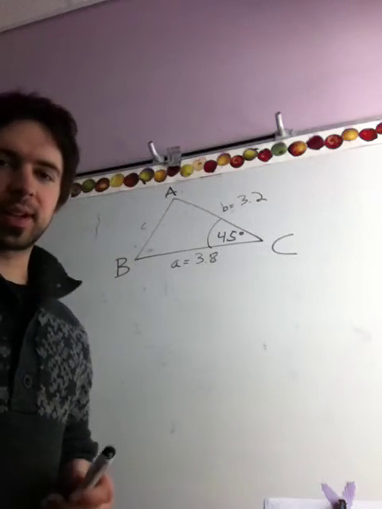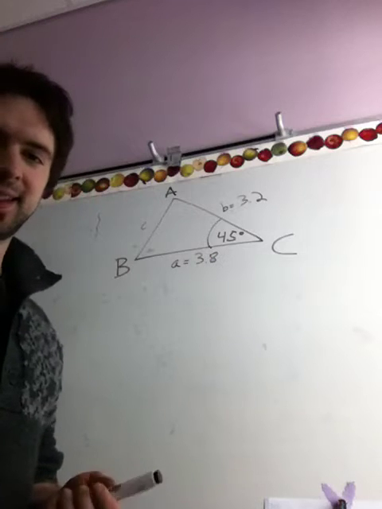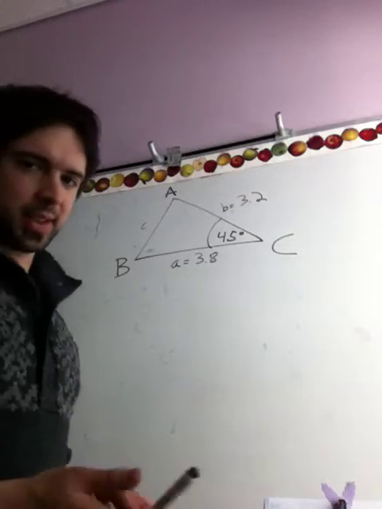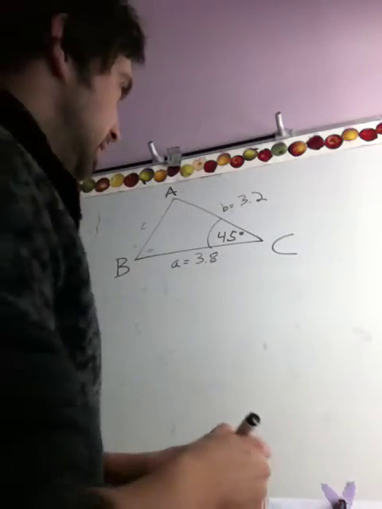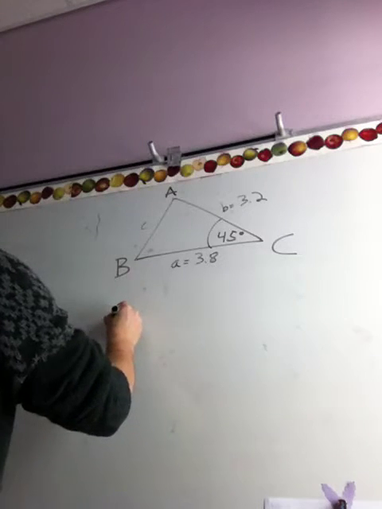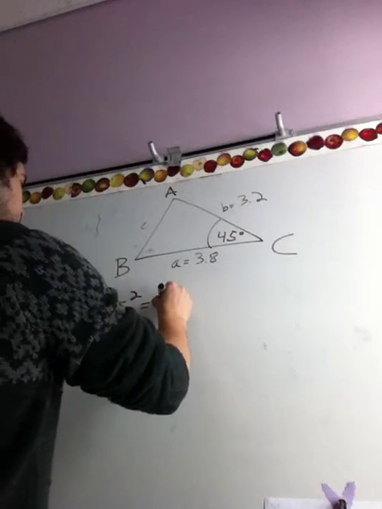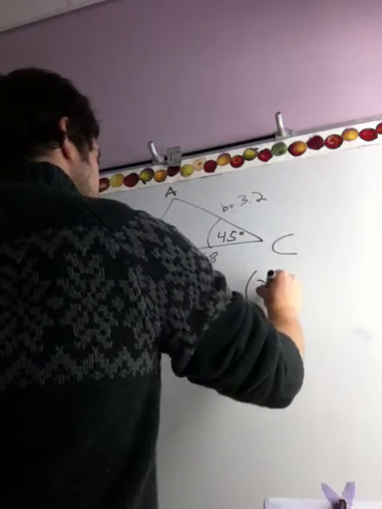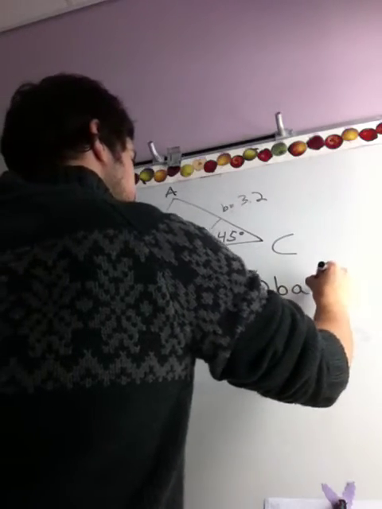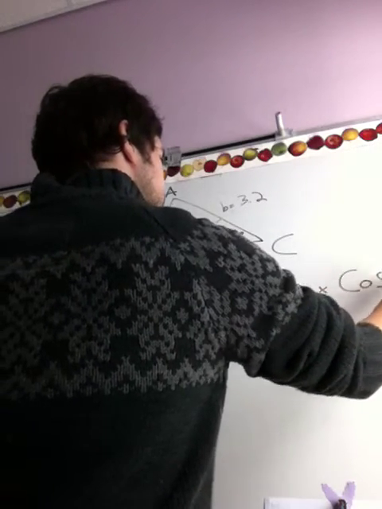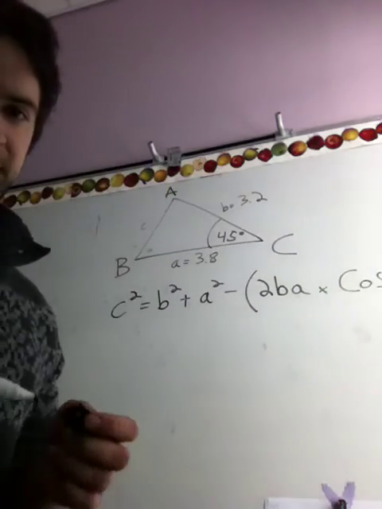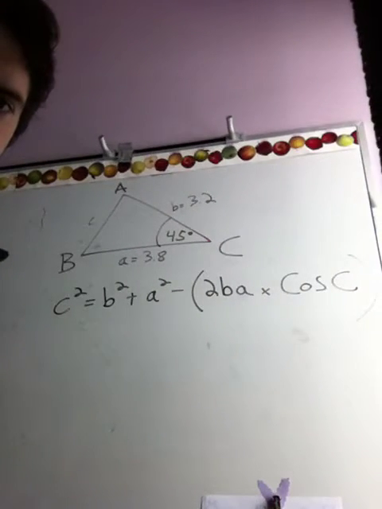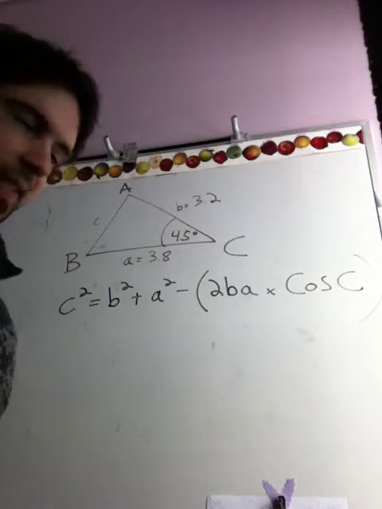Hey, so we've been talking about the law of cosines in class, and it can be pretty confusing. The formula for the law of cosines looks like this. It can take three different forms, but generally it looks like this. So what is this saying?